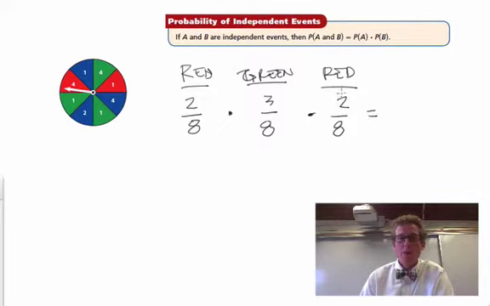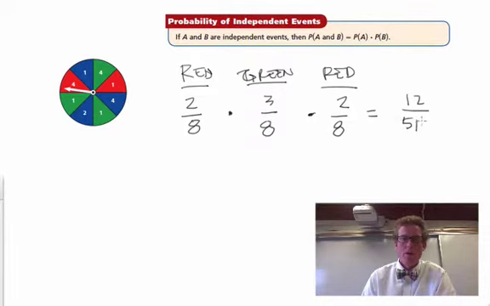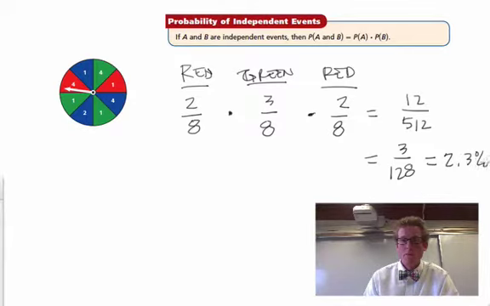So from here, we're just going to multiply straight out. So 2 times 3, 6 times 2 is 12, all over 8 times 8 is 64 times 8 is 512. And if I checked it right, I'm pretty sure 12 is divisible into here, and what I end up with is 3 over 128. And from there, if we were to do some fancy footwork, we could probably come up with a percentage, and that percentage is 2.3%.